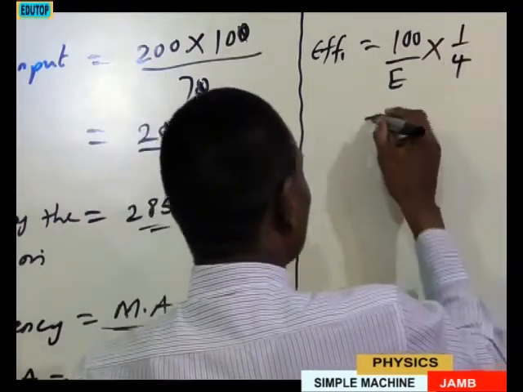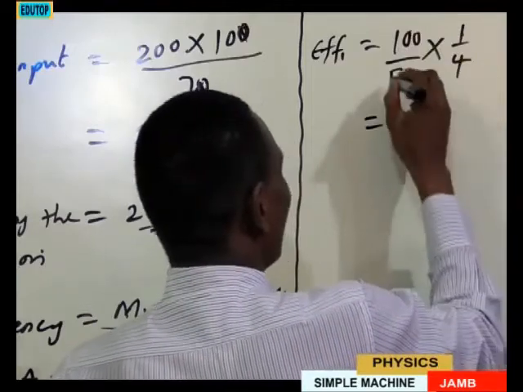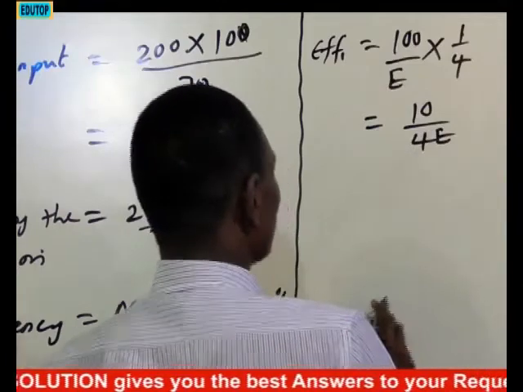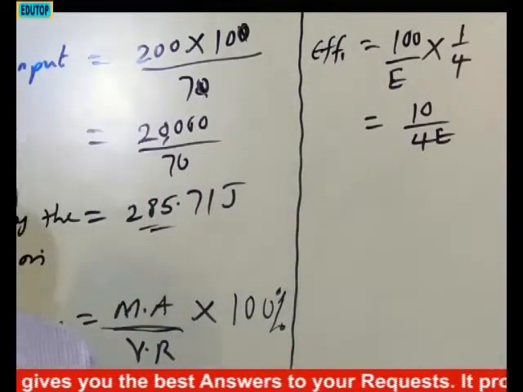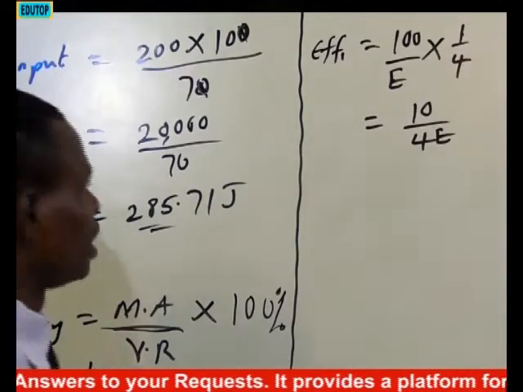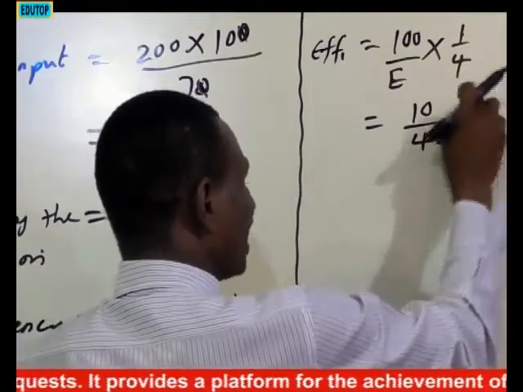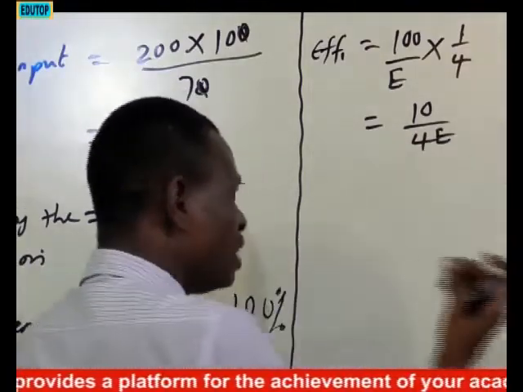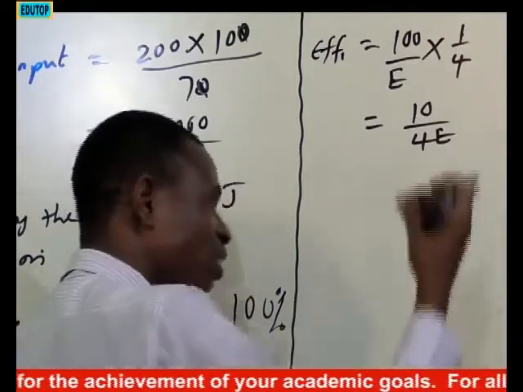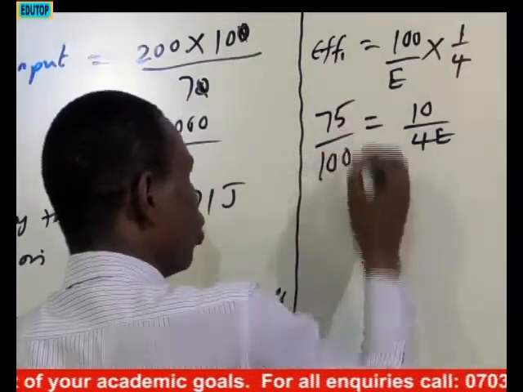Okay? This is 1000 times 1, that's 1000. Then we have E times 4, that's 4E. But we have been given a particular value for efficiency, which is 75%. So I don't need to write times 100% again, because we have been given a particular value for the efficiency, which is 75%. 75 out of 100, 75 divided by 100.